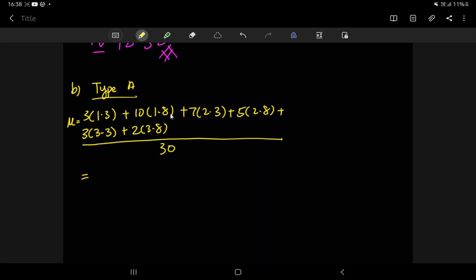Basically the top of the fraction, the numerator, is the total mass of the watermelons. Then we divide by the number of watermelons so that we get the average mass of the watermelon for type A. If you plug this into your calculator, eventually you will get the mean mass for A is 2.32 kilogram. And then you do the same thing for type B.